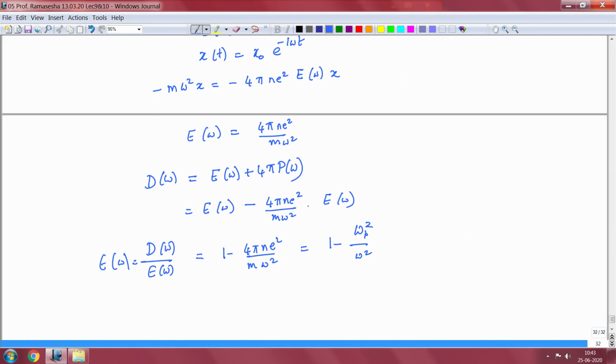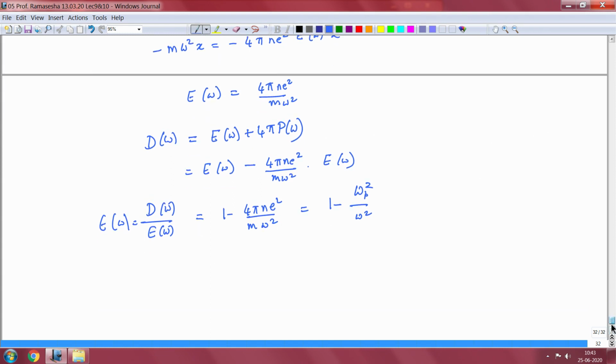So this is exactly the same expression that I got before using the Maxwell's equations. So what it means is that it is actually something that represents the oscillation of the electrons up and down when you excite them, and this is a collective oscillation. All the electrons are moving together.